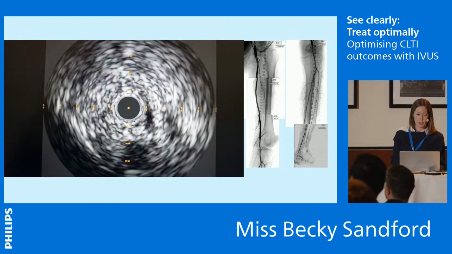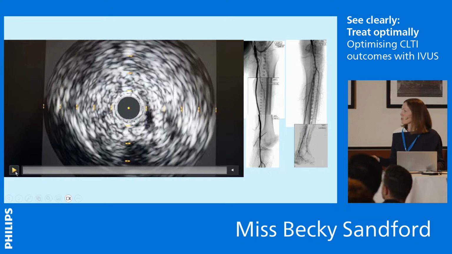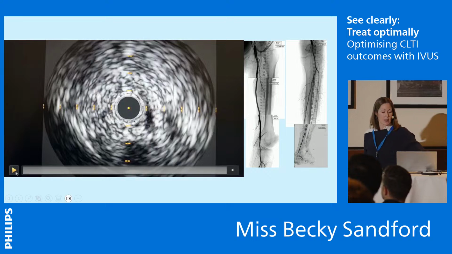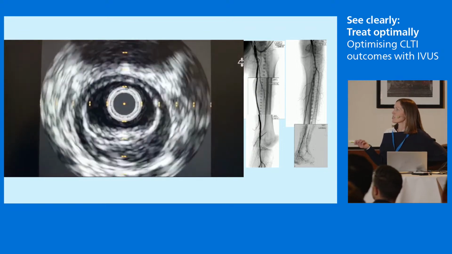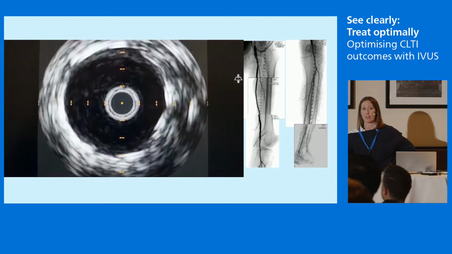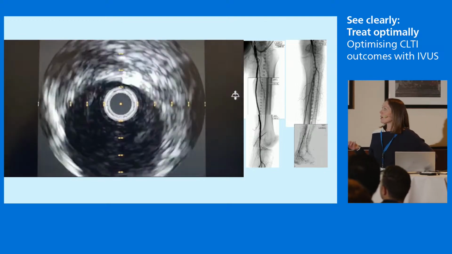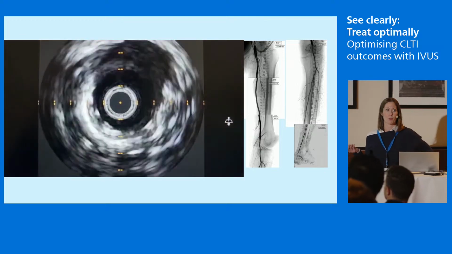This was the one that I wanted to show you. Just watch the early bit of this run because we're obviously doing a pullback. And this is about defining your treatment zone. You'll see this guy's got disease from his heart to his big toe. But knowing when you can stop is also important.